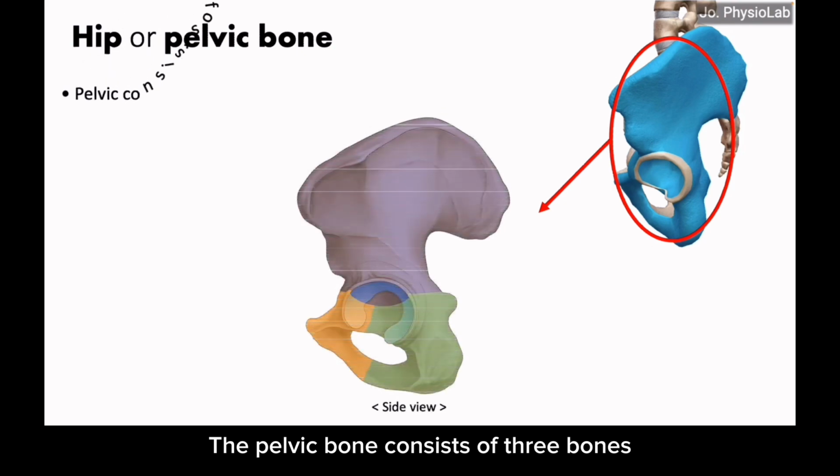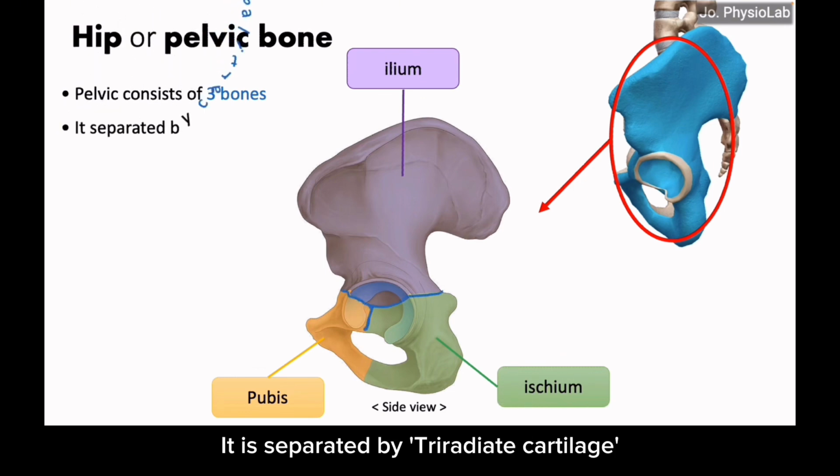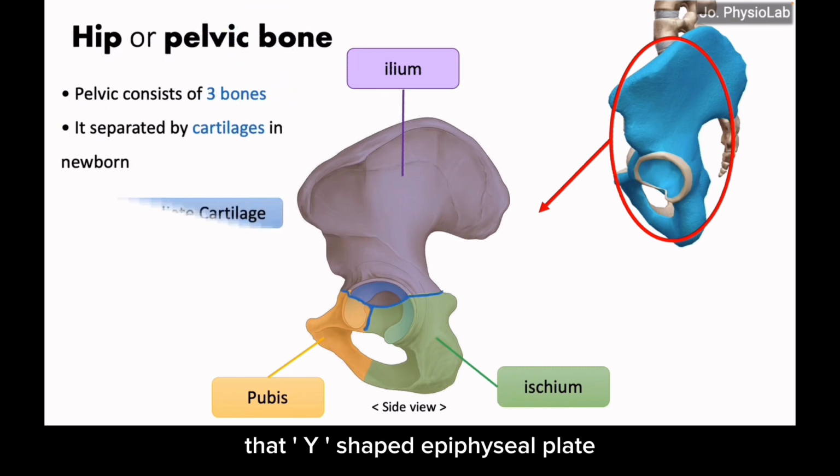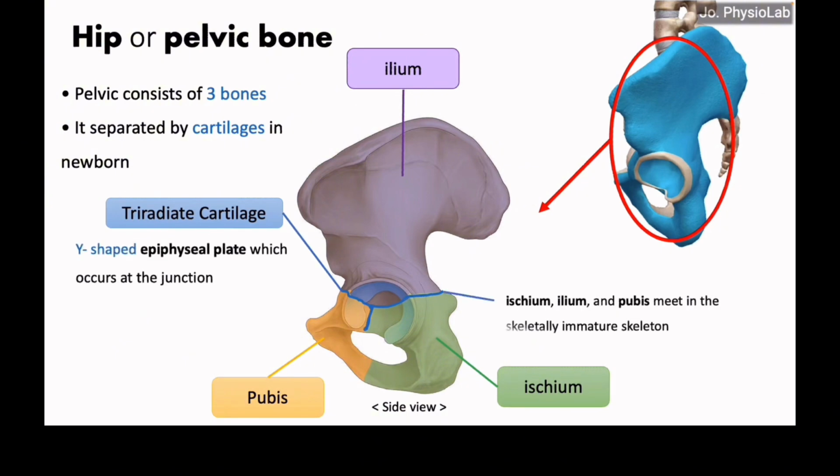The pelvic bone consists of three bones, which are the ilium, pubis, and ischium. It is separated by triradiate cartilage, a Y-shaped epiphyseal plate, which occurs at the junction.